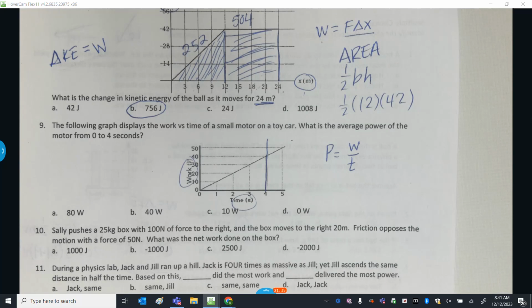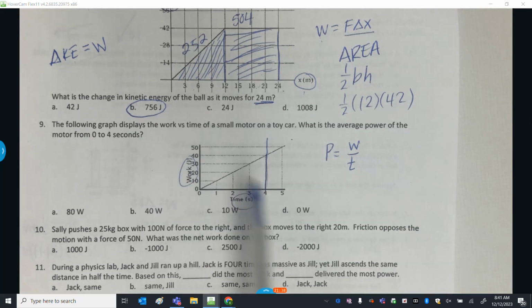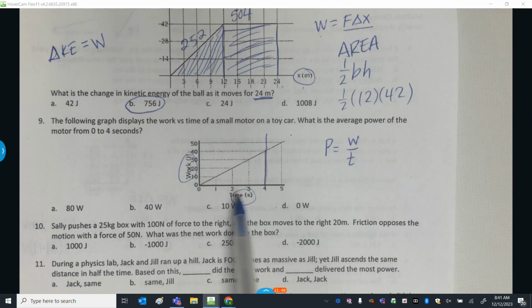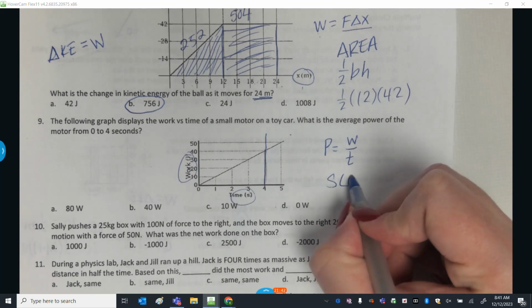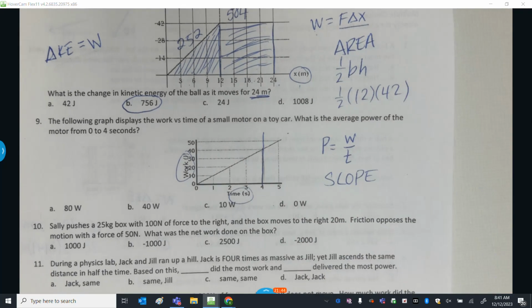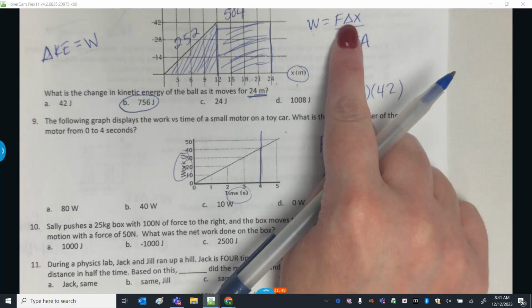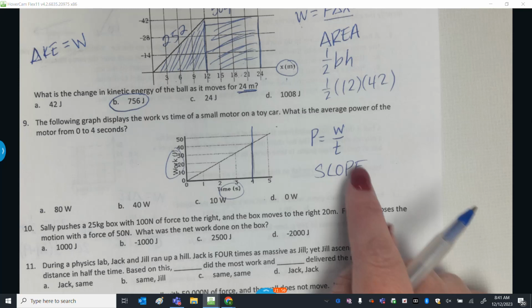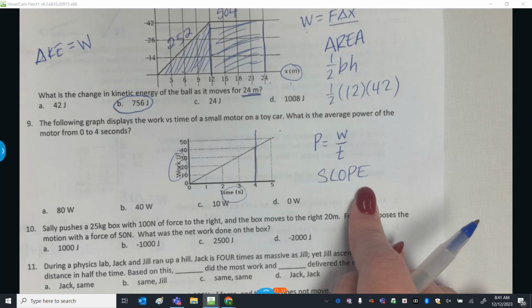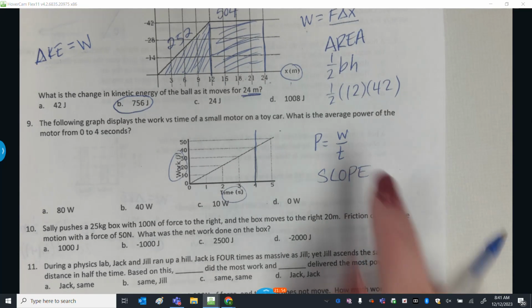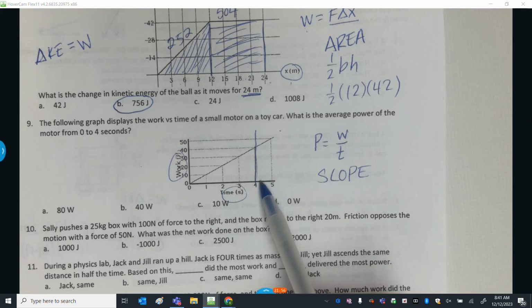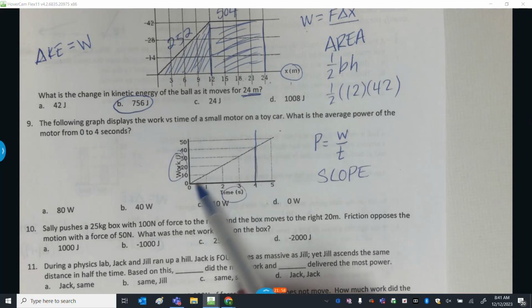Anytime you are dividing y by x, change in y over change in x is slope. So if I want to find this one, I'm going to find slope. In the previous one, my equation was multiplying them, so I found area. If I'm dividing them, I'm finding slope. Rise over run. It doesn't actually matter in this one that we're only looking at the first 4 seconds, because the slope is the same the whole time.